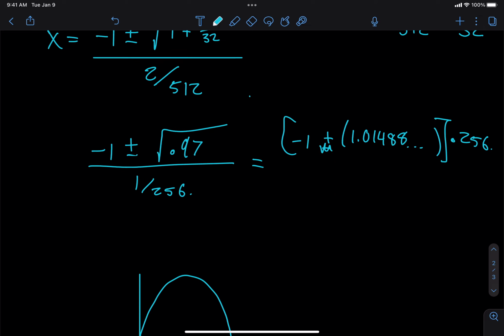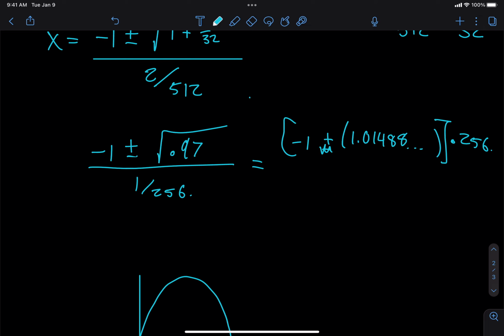Okay, so then what do we do? We just add, right? Which leaves me with 0.01488 times... Still feels like it's going to be way too small. 256 minus 1 times 256. That's giving me 3.8. That can't be right. So what have we done wrong?